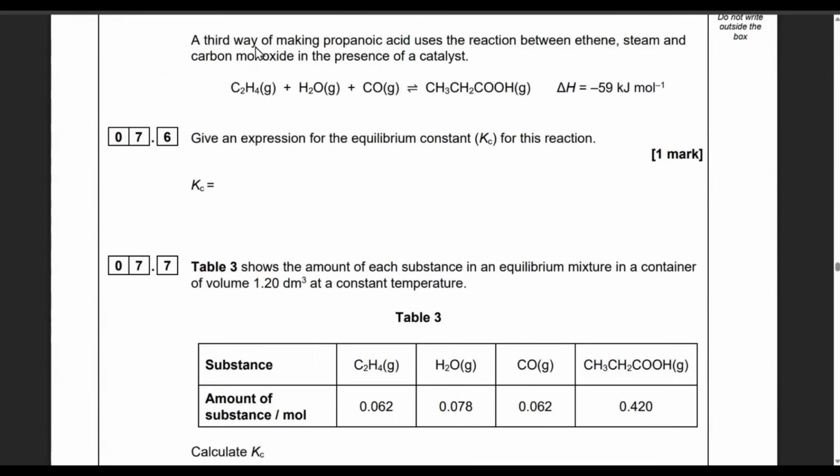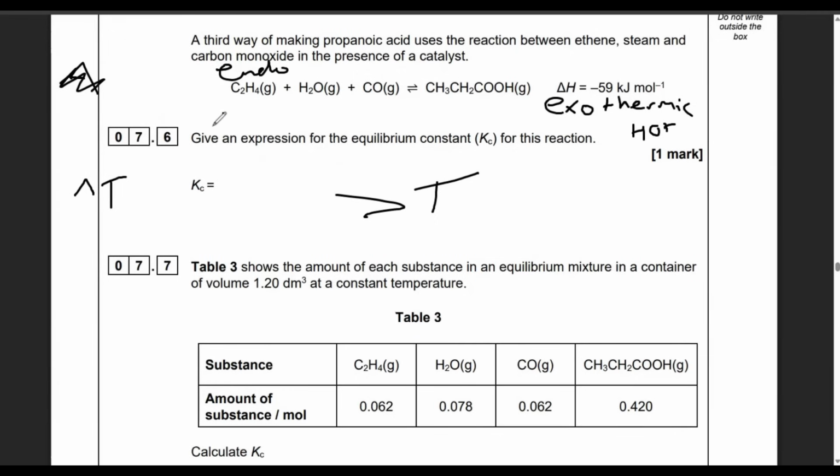So when we look at the equation, we can see that the delta H is minus 59. This is an exothermic reaction. And when you're looking at temperature, you need to identify if it's exothermic or endothermic. The right-hand side is exothermic. If you make the temperature higher, that's the hot side of the reaction. The endothermic side, the left-hand side, is the cold side of the reaction.